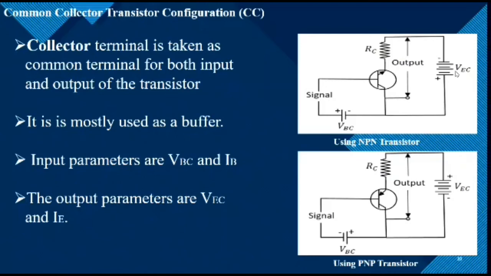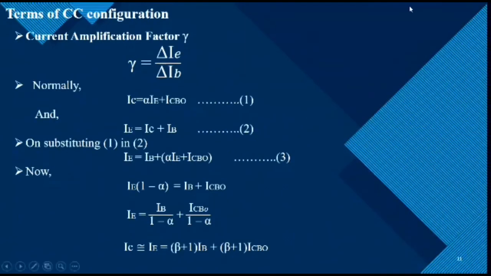Now let us see some terms of the common collector configuration. Here the ratio of change in emitter current, that is delta IE, and the change in base current, delta IB, is known as the current amplification factor, and it is denoted by gamma in the common collector configuration. Now the current gain in CC configuration is the same as in CE configuration. Also the voltage gain in CC configuration is always less than 1.